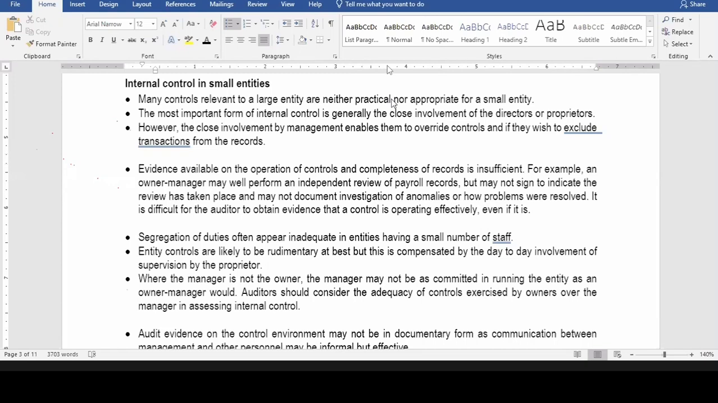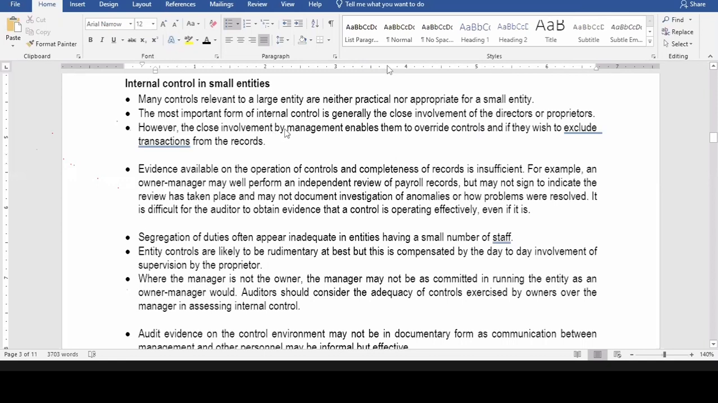However, the owner buys goods from the best sources, ensures all items are offloaded, things are not stolen from the shop, goods are sold at the correct price, and banks the money. So he plays a key role in operating the shop. But the close involvement by management, if he's not the owner, also enables management to override controls, and to exclude transactions from records if they wish.